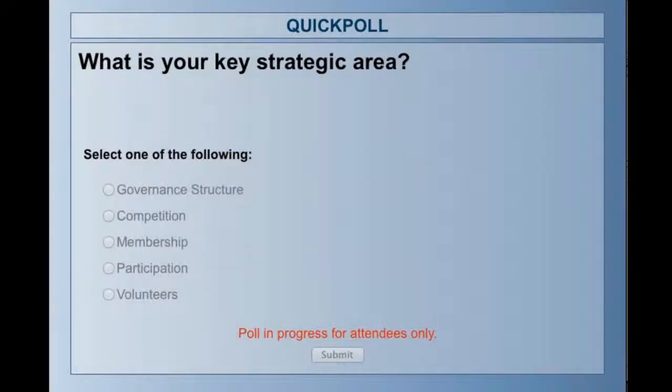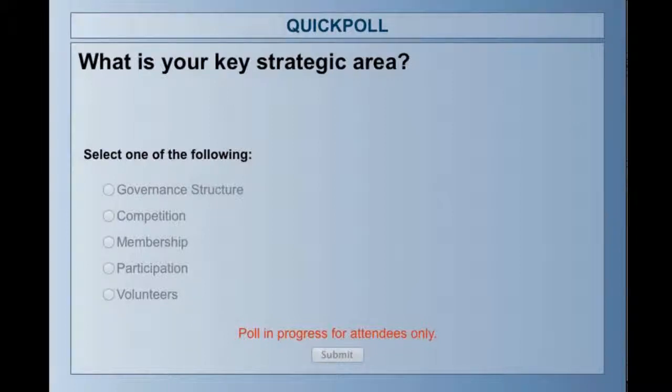Let's have a look at the poll. What is your key strategic area? You can vote on one of these. Which would you say off the top of your head? Very unscientific piece of research, but it's good to see what people think here about what is your key strategic area. Governance structure, competition, membership, participation, or volunteers.